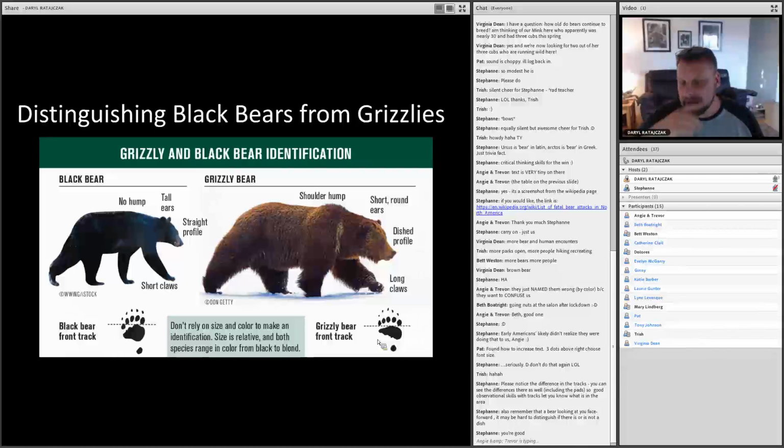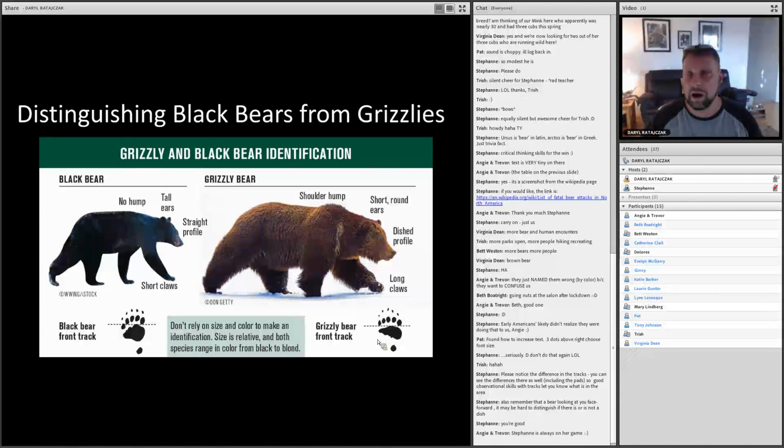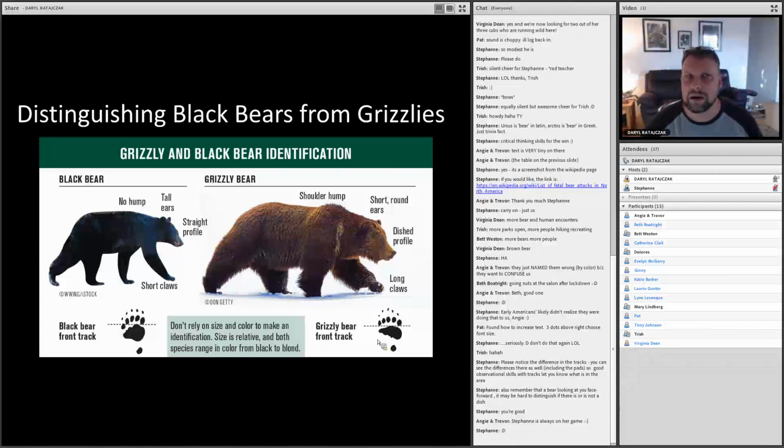But if you look at the warning right at the very bottom middle, it says don't rely on size and color. That's what I wanted to stress at the very beginning, because if you see something black moving and assume it's a black bear, you could be gravely mistaken. Same thing, if you see something blonde coming at you, you could automatically assume it's a grizzly. It could be a black bear. So size and color can be very, very misleading, and that's why you've got to look at these other characteristics.